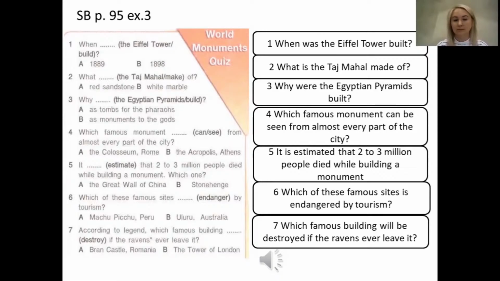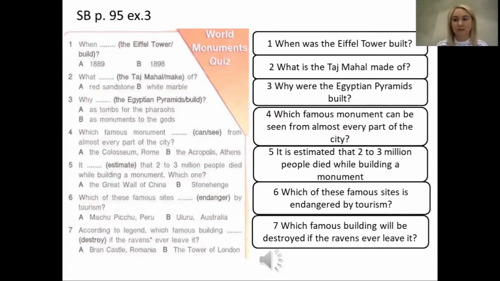Tony, for 5 points. What is the Taj Mahal in India made of? Red sandstone? Sorry, no. Monica? White marble, I think. Yes, Monica. Why were the Egyptian pyramids built? Oh, that's easy. As a monument to the gods. No, I'm afraid not. I'll have to ask Tony. They were built as tombs for the pharaohs. That is correct.